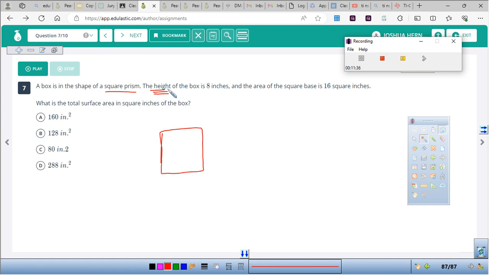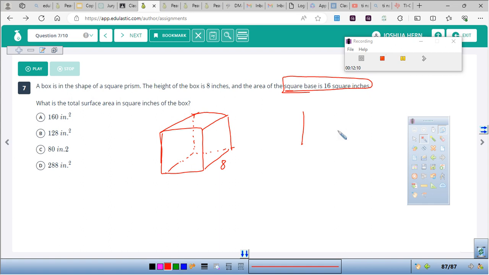I got it wrong in my head, I didn't read it right. So it's a square here, and that's the height, from one square to the other square, which means there's another square right here. This is going to be the height, 8 inches. And the area of the square base is 16 square inches.